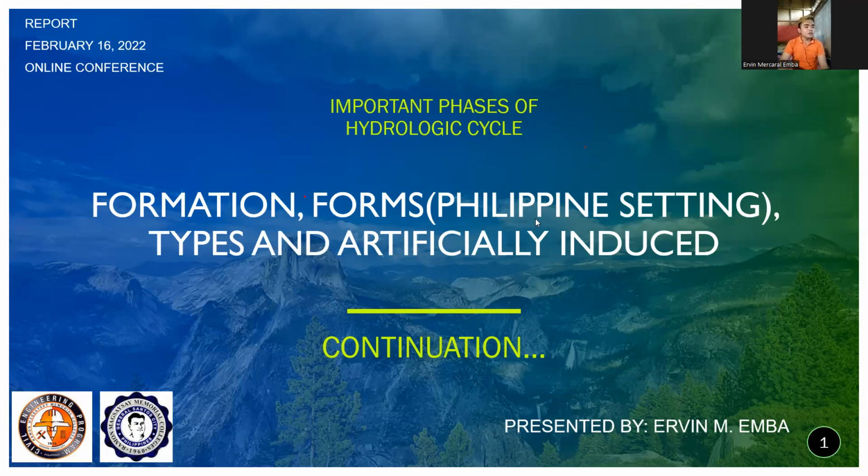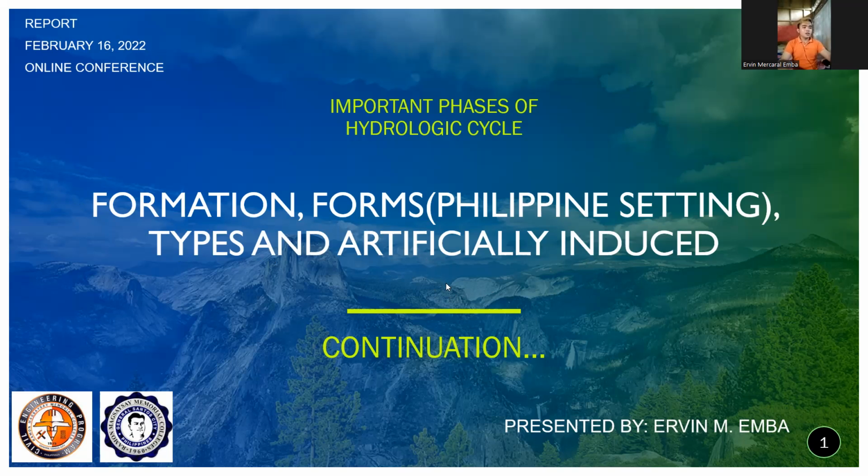Today we're going to discuss the remaining topics of our report, which is the formation, forms, specifically the Philippine settings, types, and artificially induced. We all know that it was already started by my partner, Mr. Dave Pagong, so I will just continue what he started. He already discussed to you the formation, forms, specifically the Philippine settings, and some types. So I will just continue and add my inputs to the report.